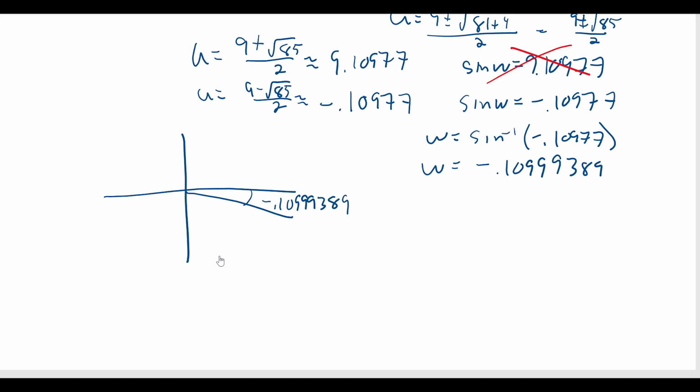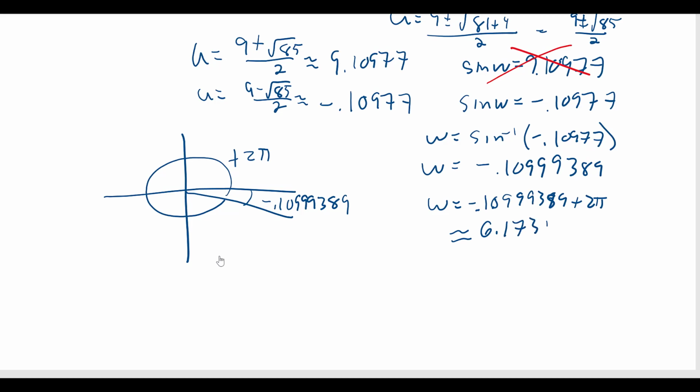So we just have to do a little bit of math to find out where it's really going to be. One is going to be the fact that it is where it is, but 2 pi later. So if we add 2 pi to this, we would have what? Omega would be negative 0.109999389 plus 2 pi. That's going to be approximately 6.17319. So there's one value.